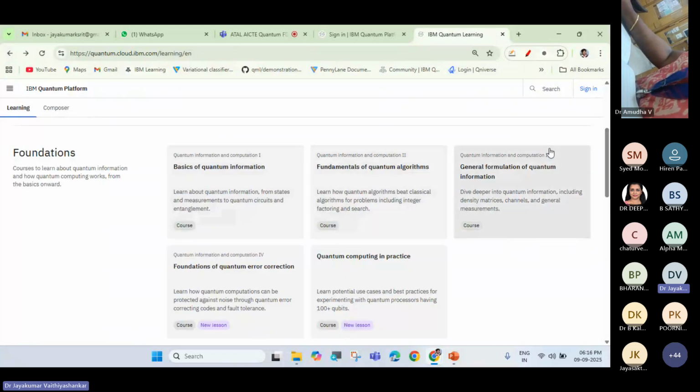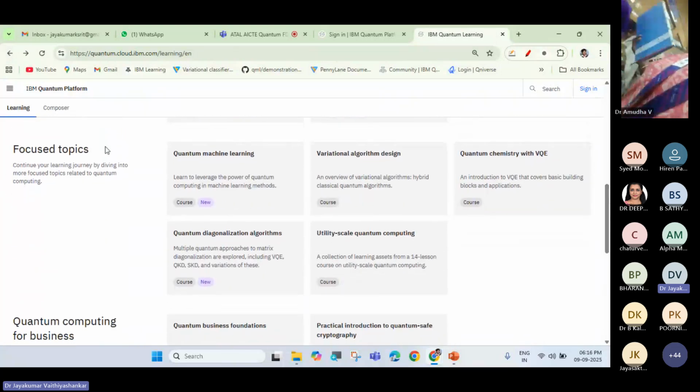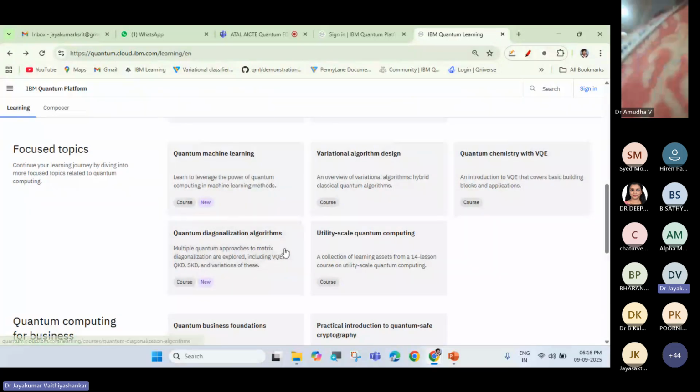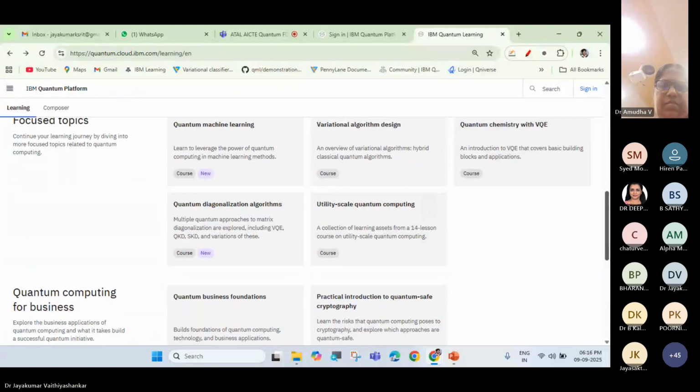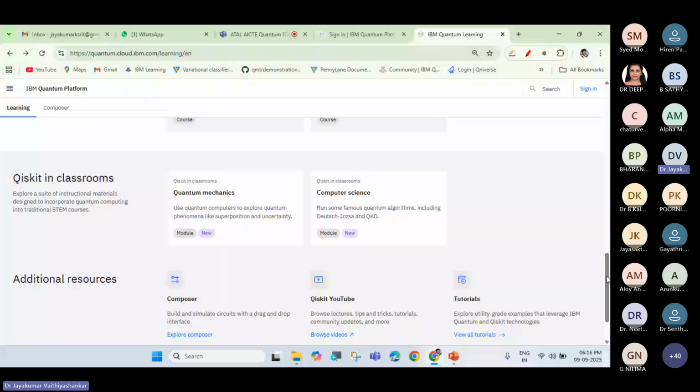Once you completed foundation, you can look for focus topic like quantum machine learning, okay, quantum chemistry, quantum diagonalization algorithm. Depends upon your domain, right? So if you want to teach quantum in your classroom, you can look for these two modules. So they beautifully develop each and everything. Lot of tutorials is there, lot of documentation is there.